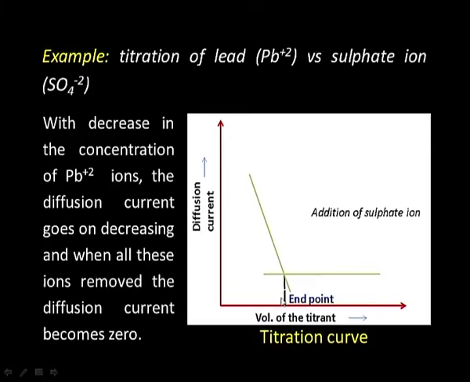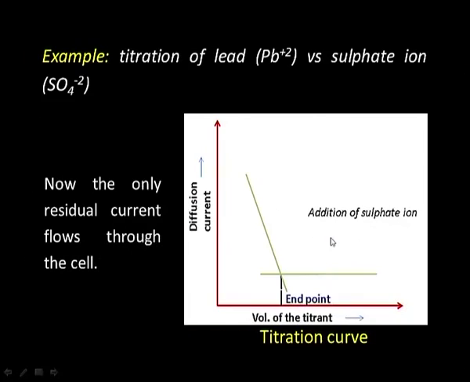The end point is determined by the intersection of the two straight lines and we can say here that with decrease in the concentration of lead ions, the diffusion current goes on decreasing, and when all these ions are removed, the diffusion current becomes 0 because there are no lead ions available in the solution. Now, the only residual current flows through the cell and the current becomes practically constant and remains horizontal in nature.